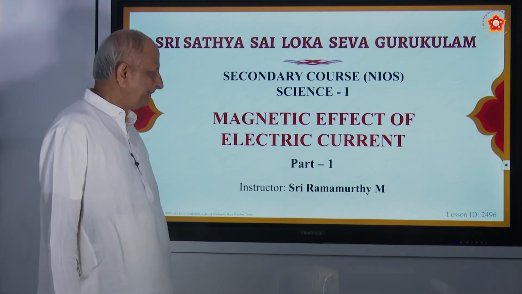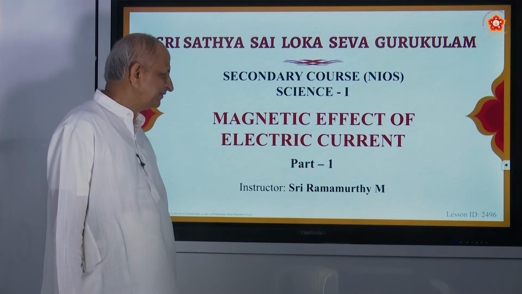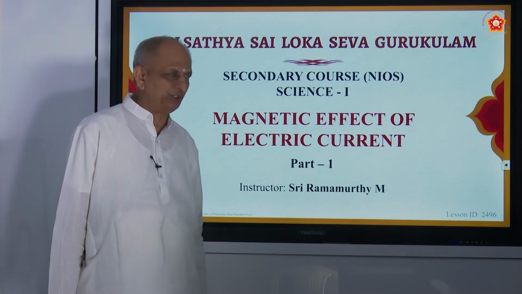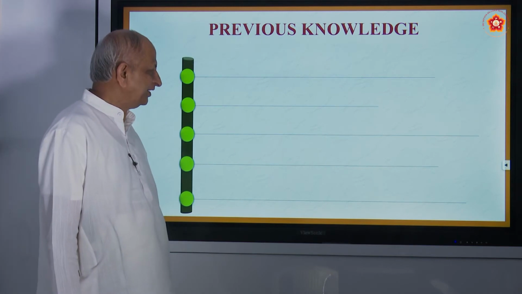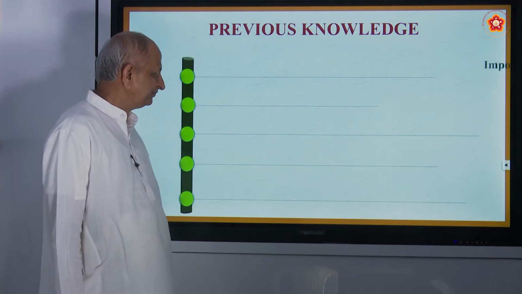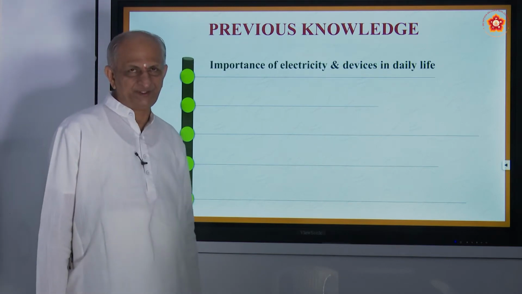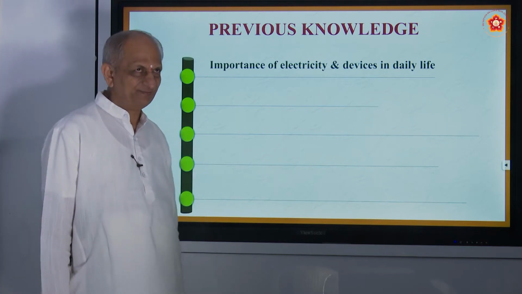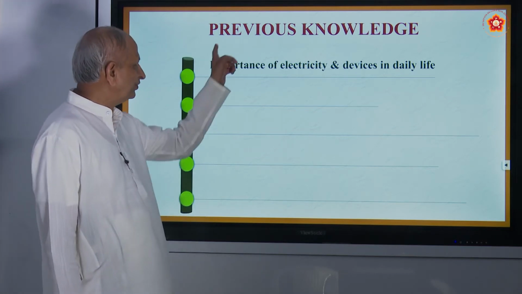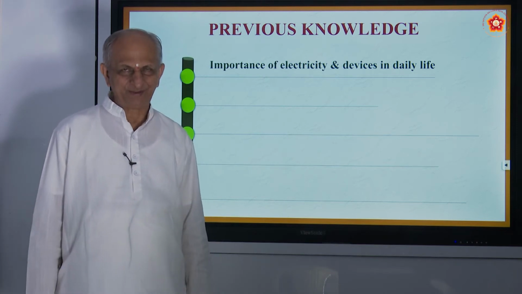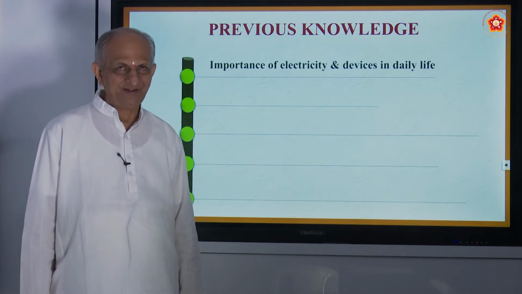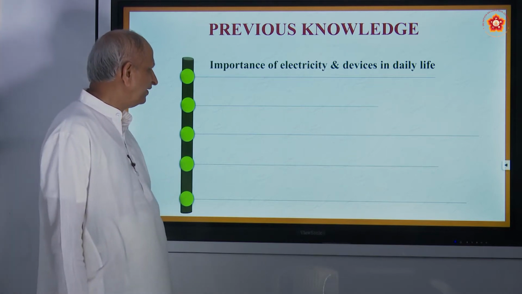So take your books and pens and get ready for a new chapter called Magnetic Effect of Electric Current. Before we commence with the chapter, let us see what are the things you know, that is called previous knowledge. Of course, some of you are very expert or knowledgeable.